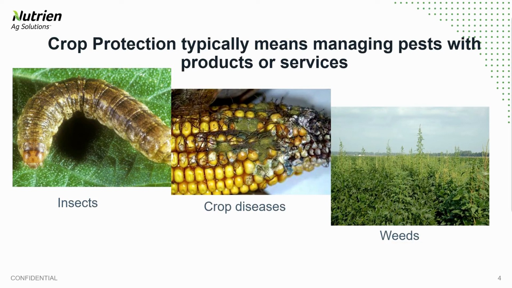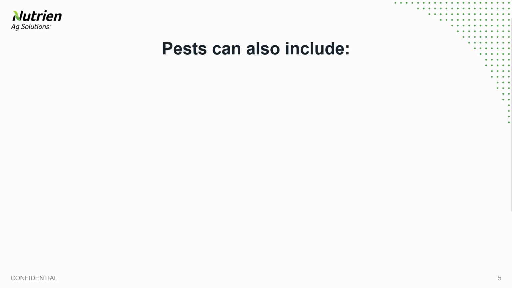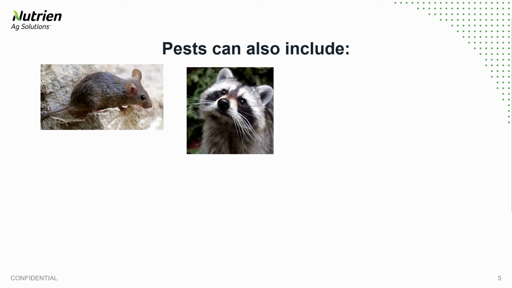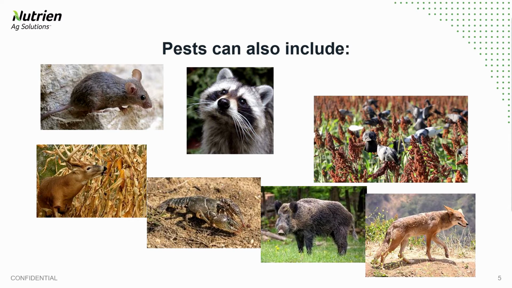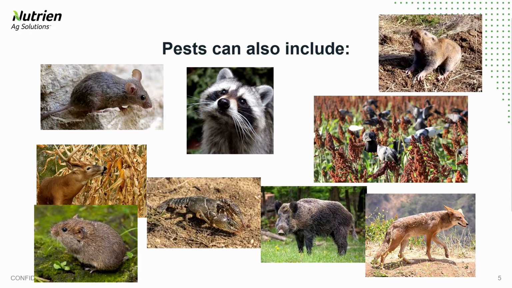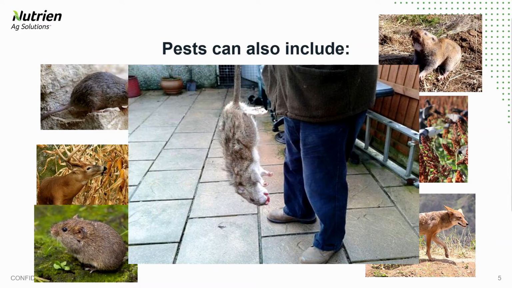When we speak of crop protection, we are typically referring to managing pests with products or services that are marketed to growers. And when we talk about pests, I want to be clear that the term pests includes insects, crop diseases, and weeds. But depending on the type of crop and the area of the country, pests also include mice, raccoons, birds, deer, crawfish, wild pigs, coyotes, voles, gophers, and rats. Although for our discussion today, I'll primarily focus on insects, diseases, and weeds.